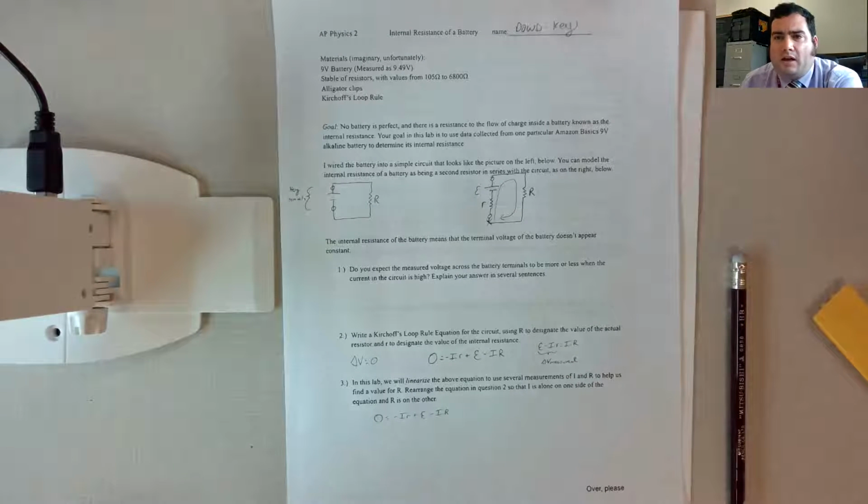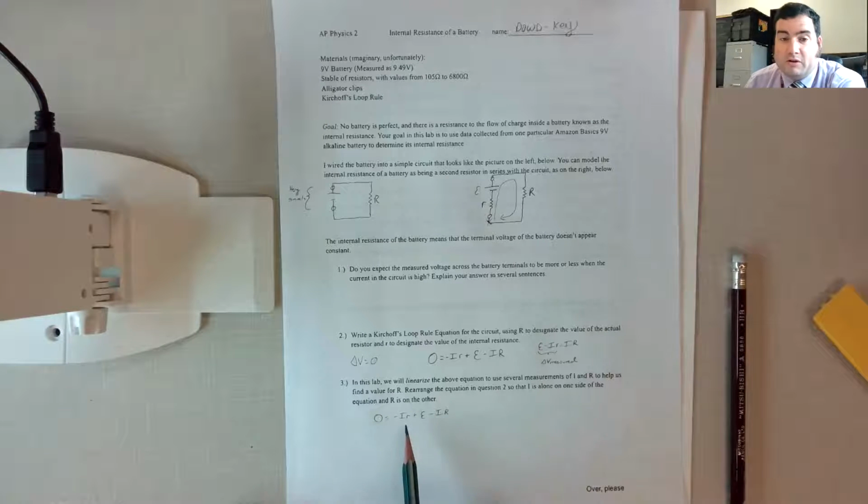So in terms of what I want you to do with this data, we're going to do something called linearization. Linearization is a way of checking two things. First, it enables you to find things you might not know. In this lab, the thing we're going to be looking at is the unknown internal resistance of this battery. The second thing it lets you do is check your model.